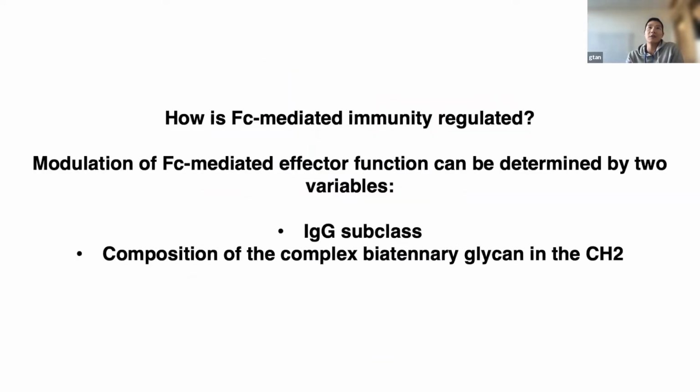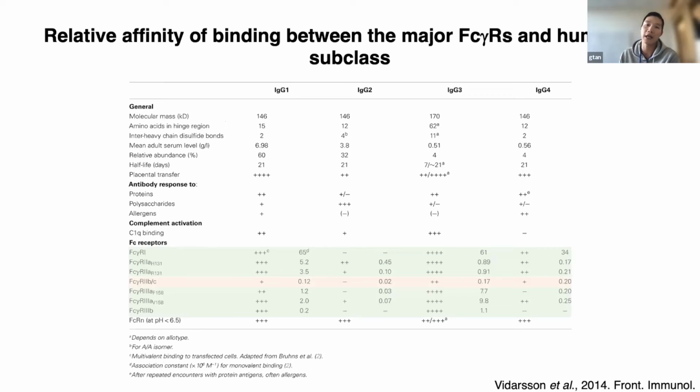So how is Fc-mediated immunity regulated? Modulation of the Fc-mediated response is essentially a role of the Fc, and in this case, we can largely say that it's due to two main determinants. One is the IgG subclass, and the second is the composition of carbohydrates, or glycosylation, in the Fc region, specifically on the CH2 region of the antibody molecule. As most of us know, there are 4 different subclasses of IgG in humans, and depending on which IgG it is, it has different affinities to different Fc gamma receptors.